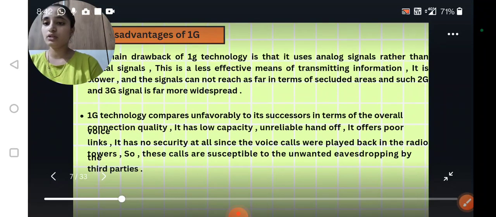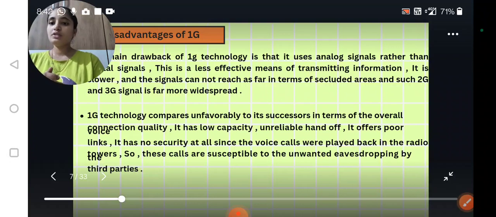Disadvantages of 1G. The main drawback of 1G technology is that it uses analog signals rather than digital signals. This is a less effective means of transmitting information. It is slower and the signals cannot reach as far; in terms of saturated areas and such, 2G and 3G signals are far more widespread. 1G technology compares unfavorably to its successors in terms of overall connection quality.